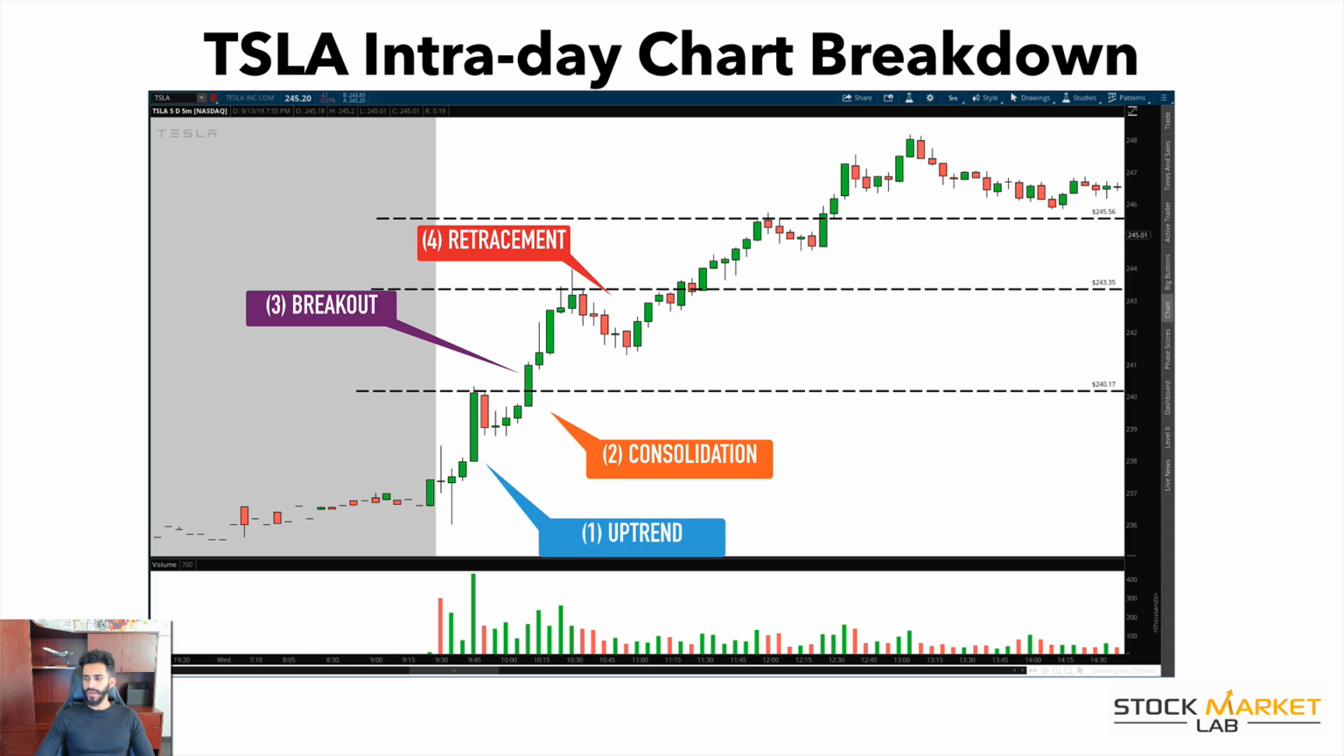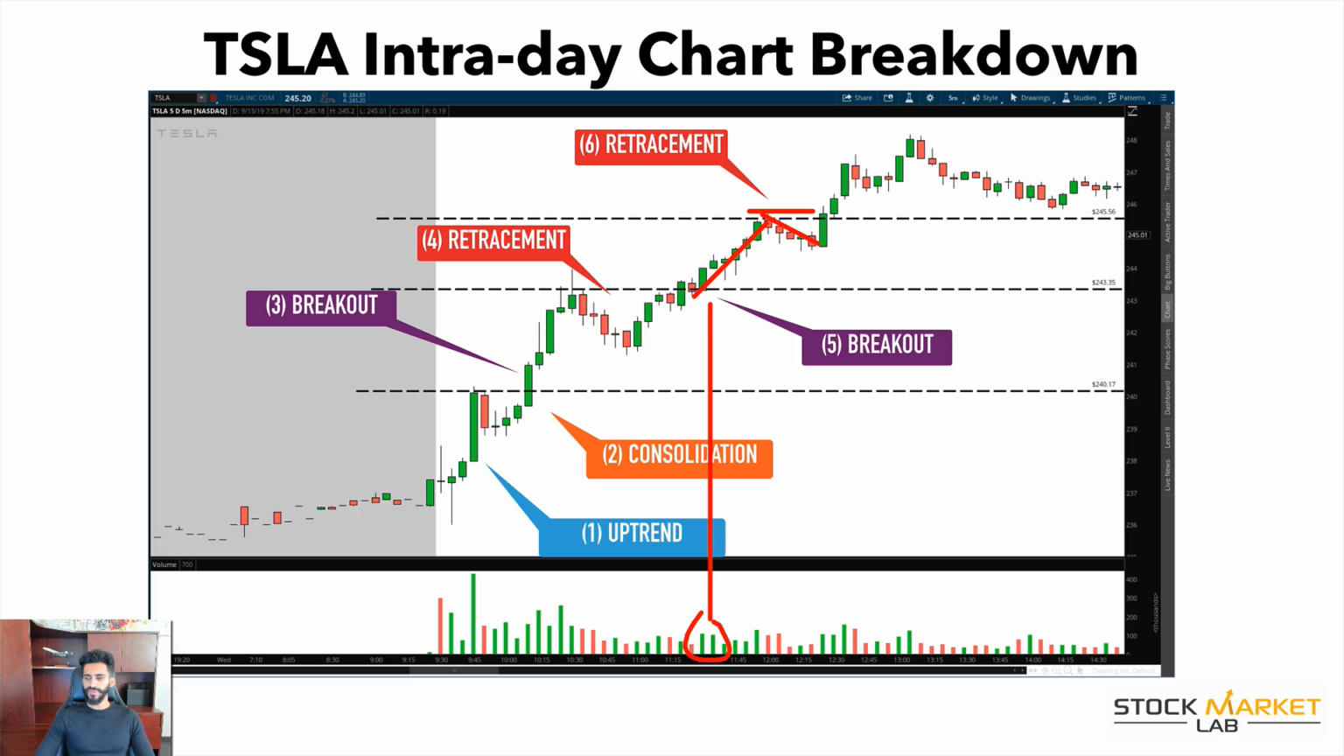Retracement, pulls back. Stock moves up, takes a break. Healthy, we want to see that. These are things we want to see. Boom, breakout again. And you can see on the breakout, the volume kicks in, right? Stock goes up, gets rejected. Boom, pulls back again, retracement.